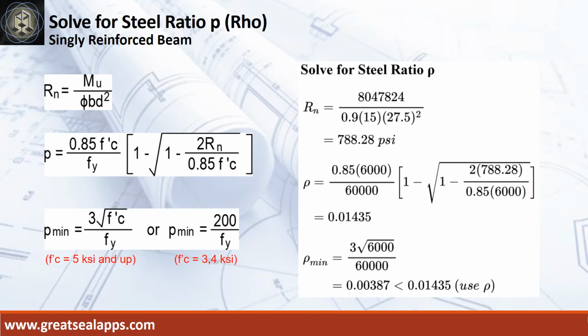Given maximum moment equals 8,047,824 inch-pounds, resistance factor equals 0.9, B equals 15 inches, and D equals 27.5 inches, the beam design ratio Rn equals 788.28 psi, and reinforcement ratio Rho equals 0.01435.